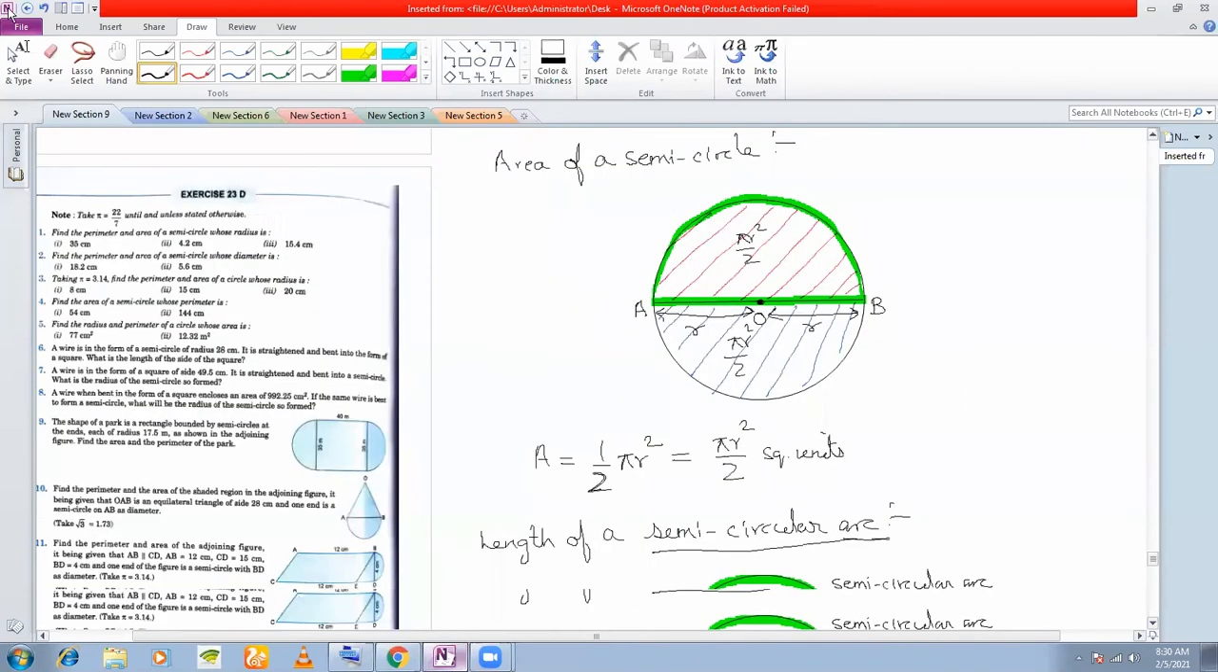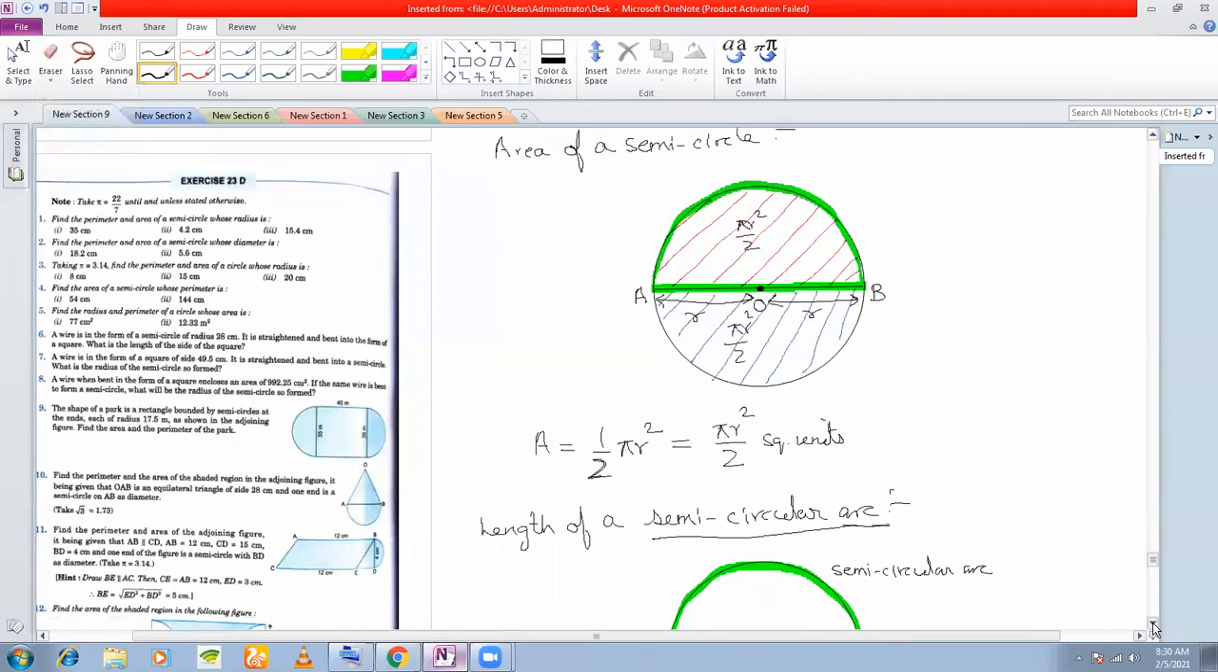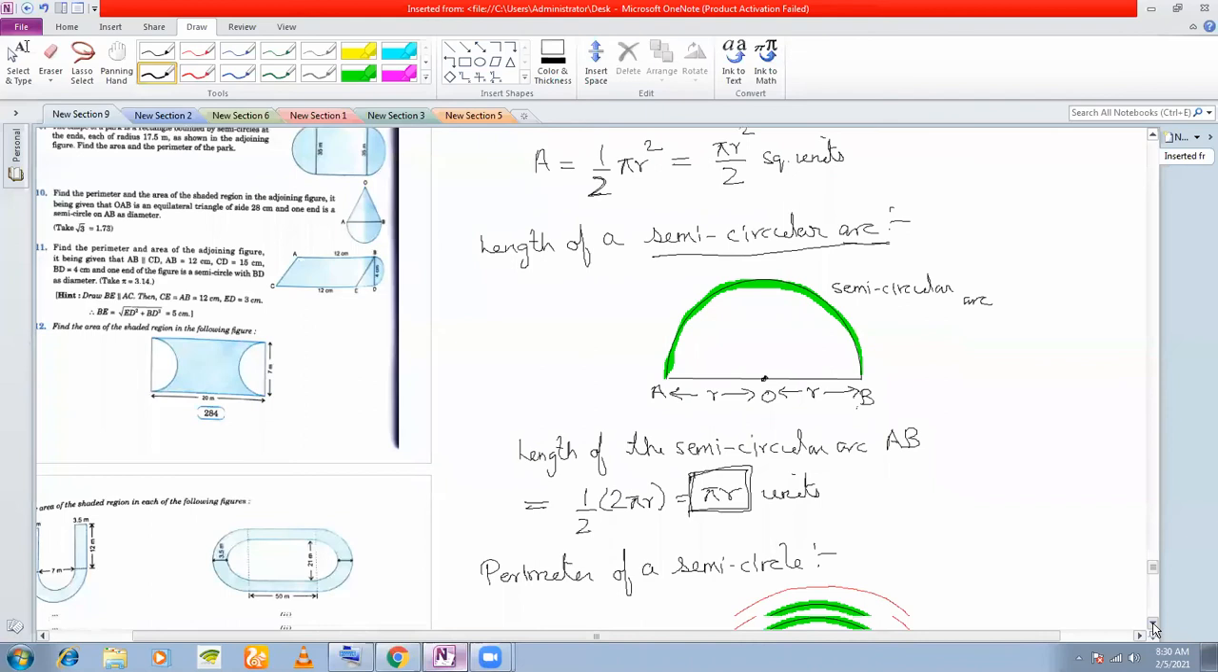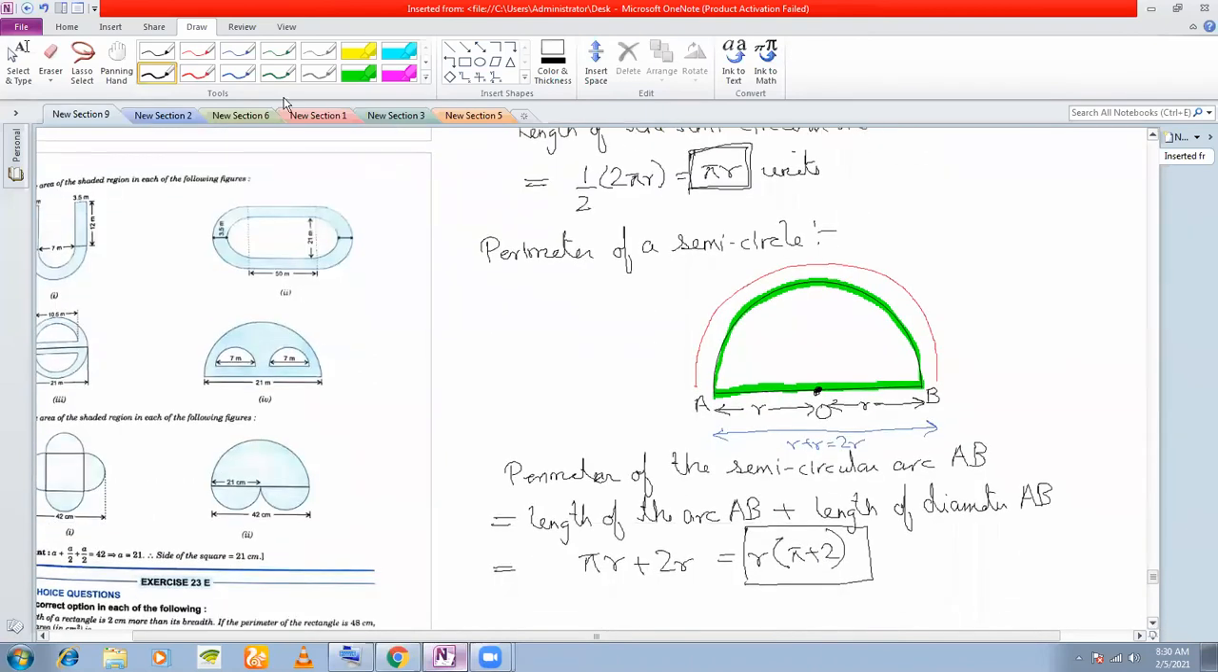Yeah, this is the exercise. So what are the results you must remember? I just want to recall, area of a semicircle is half pi r square, or pi r square by 2. Next, area of a semicircular arc is pi r, and the perimeter of a semicircle is pi r plus 2r. We will be working with these three results mostly.